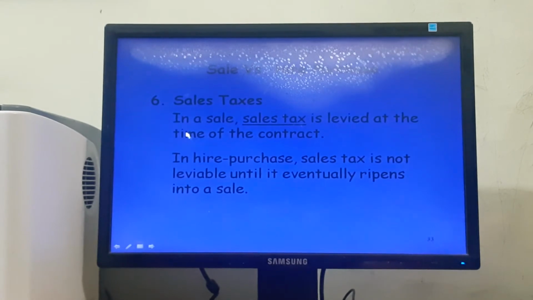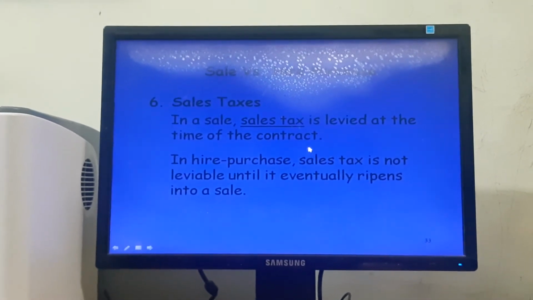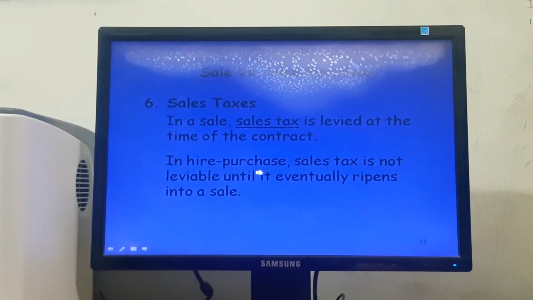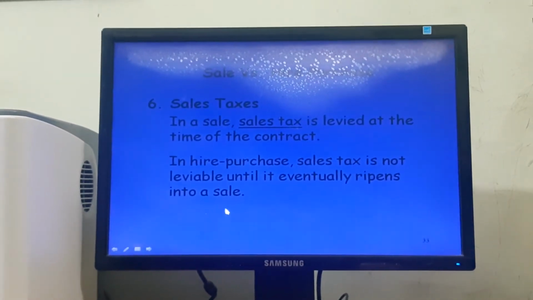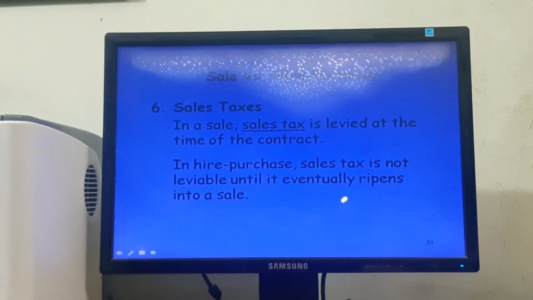Sales taxes. In case of sale, sales tax is levied at the time of the contract. But in case of hire purchase, sales tax is not leviable until it eventually ripens into a sale. Dear students, now we shall see the difference between hire purchase and agreement to sell.